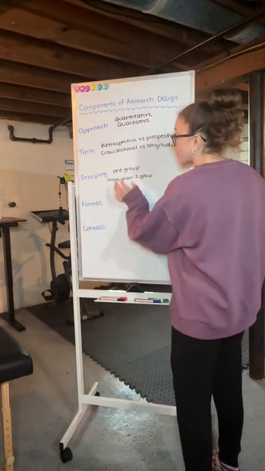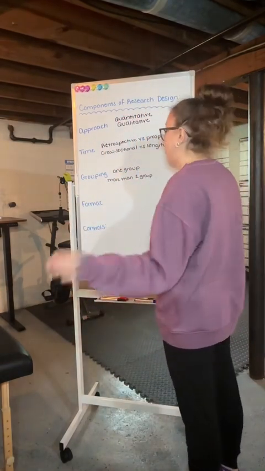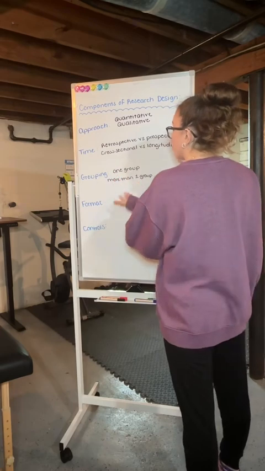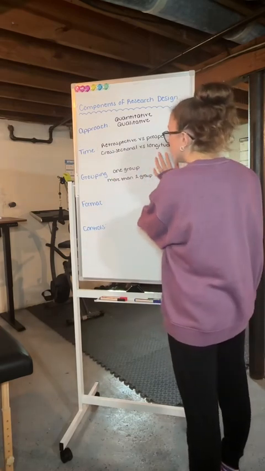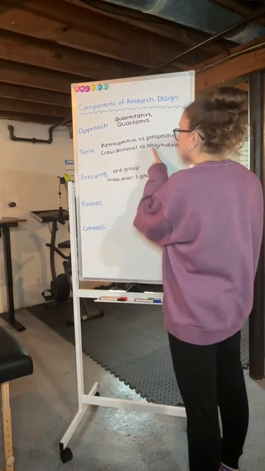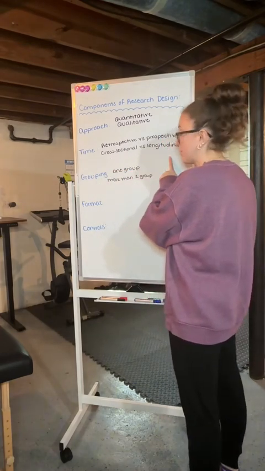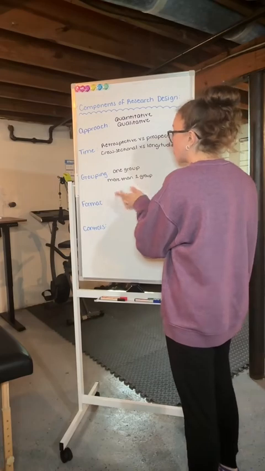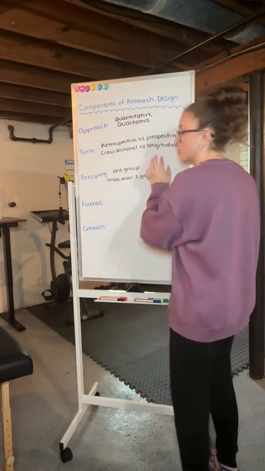The components for grouping are pretty self-explanatory. We can have one group or more than one group. Self-explanatory. So if we have one group, we can do a cross-sectional or longitudinal. So we're looking at one group and one point in time, or we're following this one group over different time periods. If we're doing more than one group, we can do it the same way, cross-sectional or longitudinal.